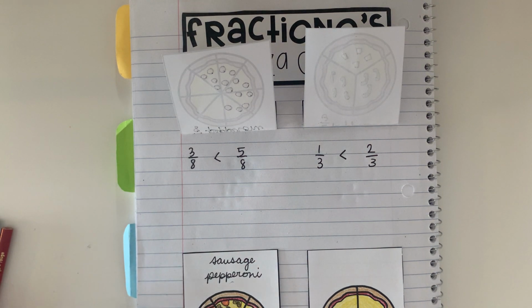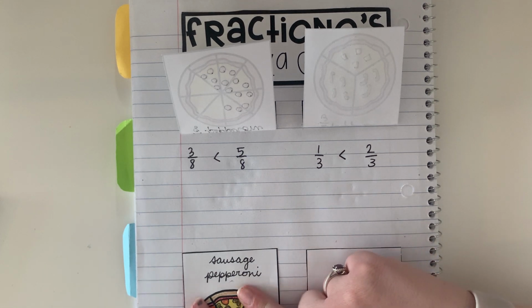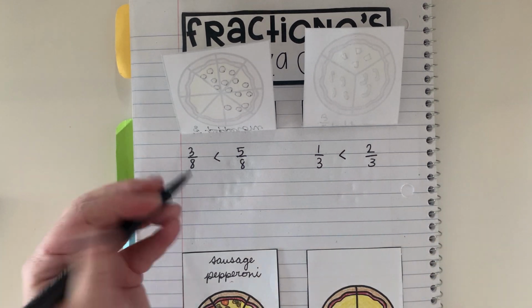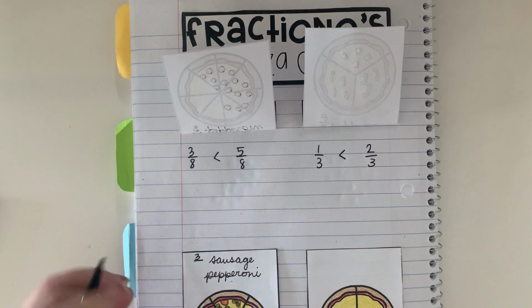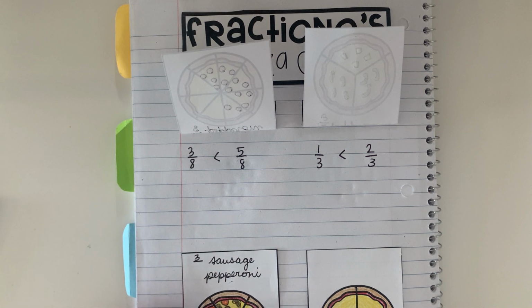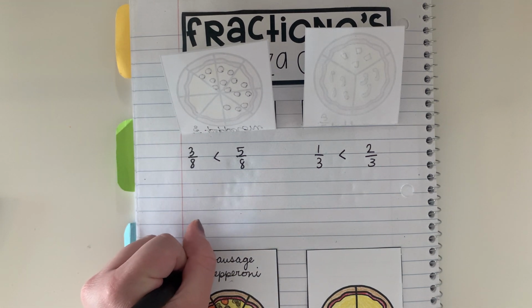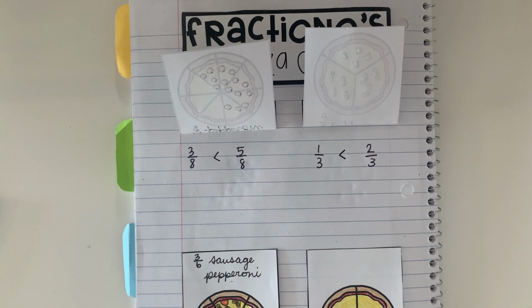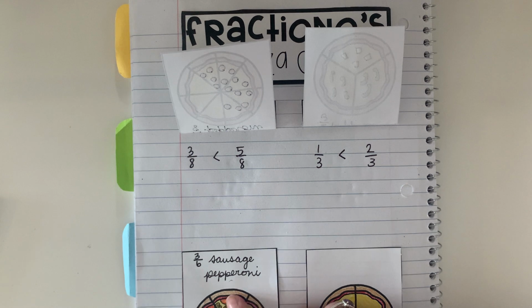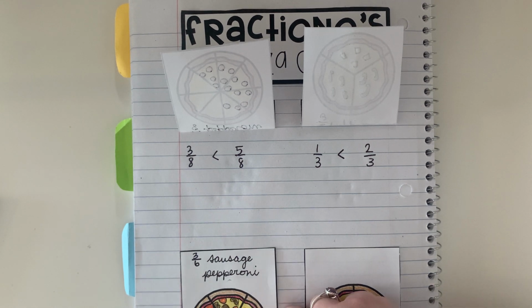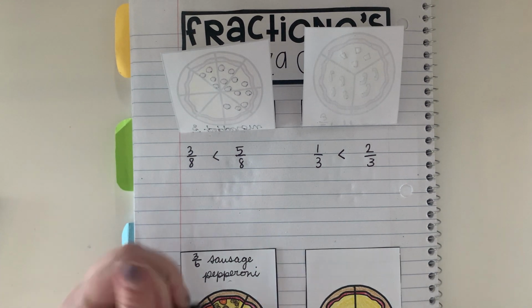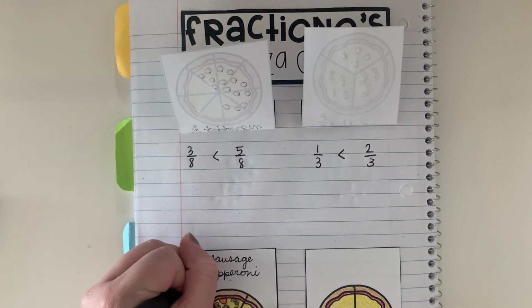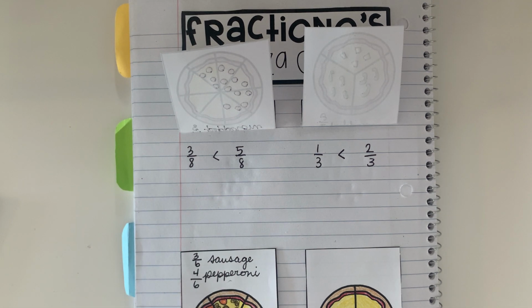So now for my fractions, I'm going to count the number of pieces that have sausage on them. So 1, 2, 3 pieces of sausage out of 1, 2, 3, 4, 5, 6 out of 6. So 3/6 have sausage. And now I'm going to count the pepperoni. So this piece has pepperoni on it. 1, 2, 3, 4 pieces have pepperoni. So 4/6 of the pizza have pepperoni.